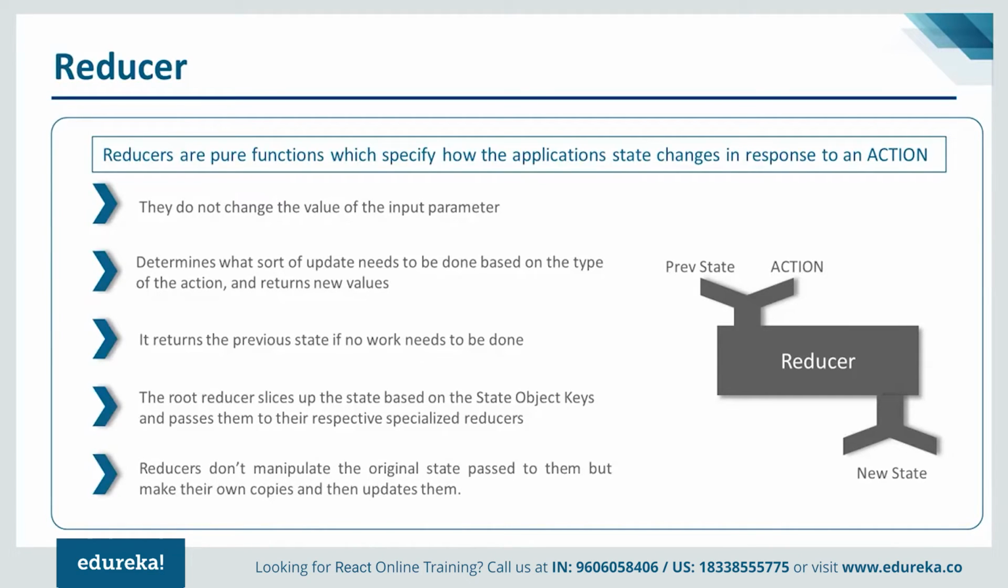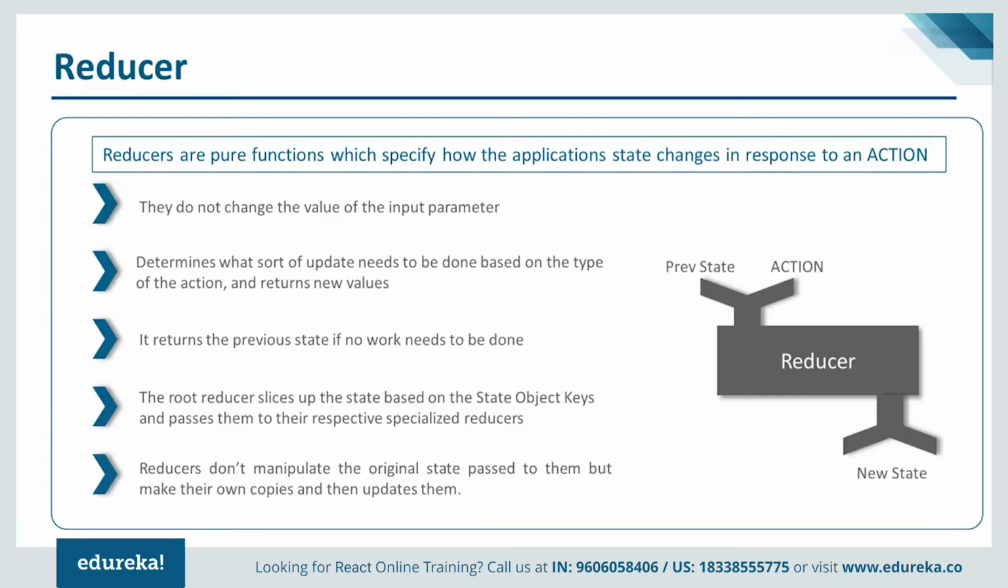I just want to mention one point over here. Please remember, for Redux, we always say you need to have one store, but you can have multiple reducers. You can have multiple reducers, but you cannot have multiple stores. The store will always be single. The store will always be one. And reducers can be multiple. But among those multiple reducers, there needs to be a root reducer. The root reducer slices up the state based on the state object keys and passes them to their respective specialized reducers.